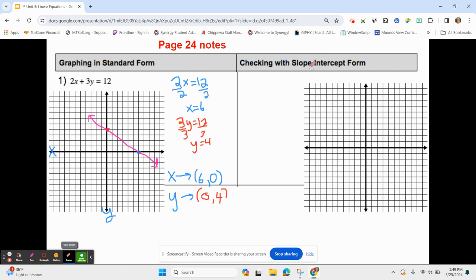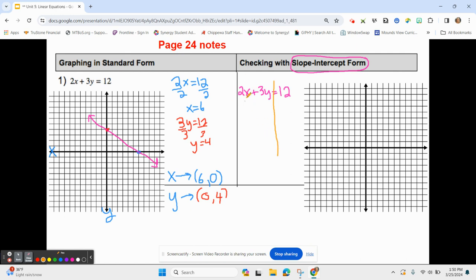Now, I want to take the same equation, and we are going to convert it into slope-intercept form, just so that you can see that we should get the same result. So over here on the right, can you please start by writing 2x plus 3y equals 12. And for us to get this in slope-intercept form, we've got to get the y alone. So I'm going to take my equal sign, put my line in, and we got to get that y all by itself.